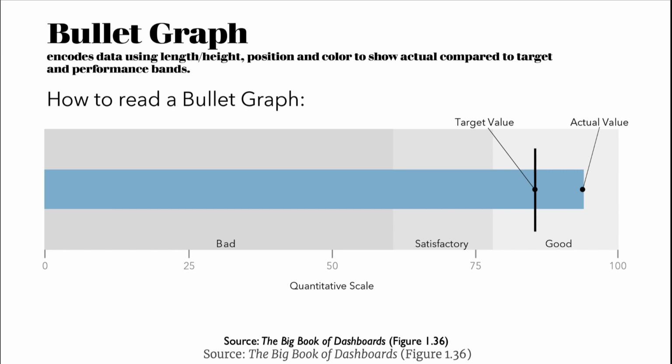The shaded areas represent performance bands: dark gray for bad, medium gray for satisfactory, and light gray for good. We know immediately the light gray is good because this is the area on the chart where the target line is. But the target line could also be reversed, showing that lower is better. For example, the target would be set lower for defects or expenses.